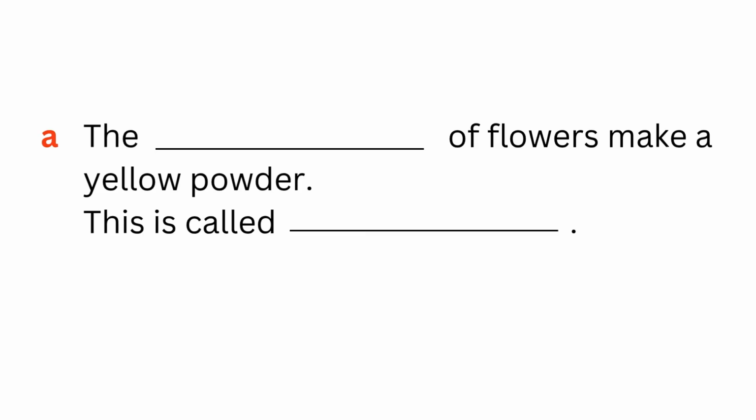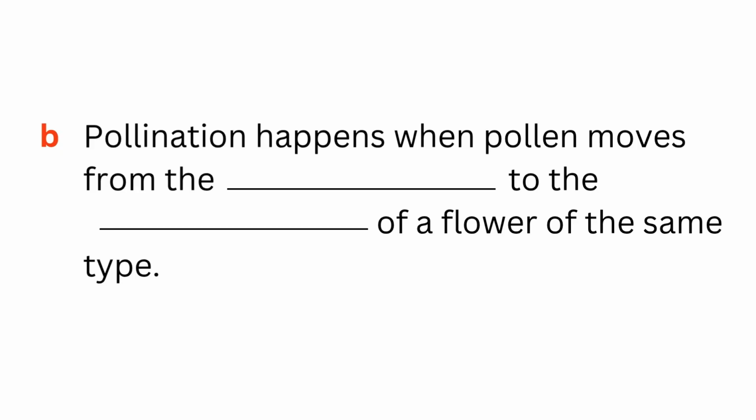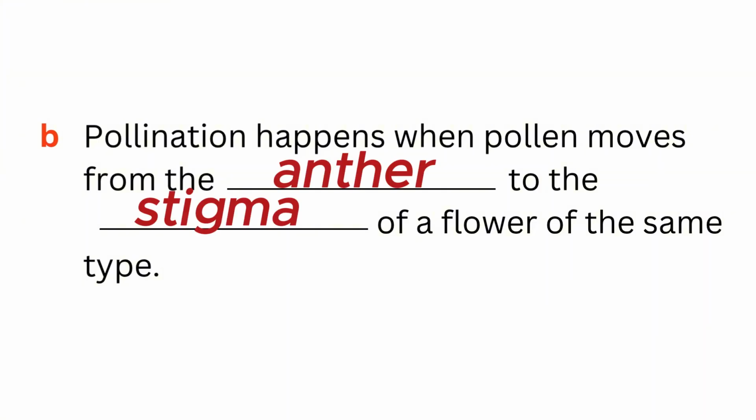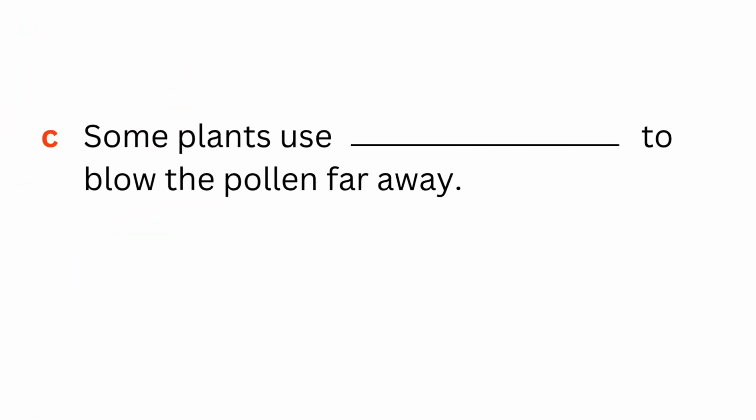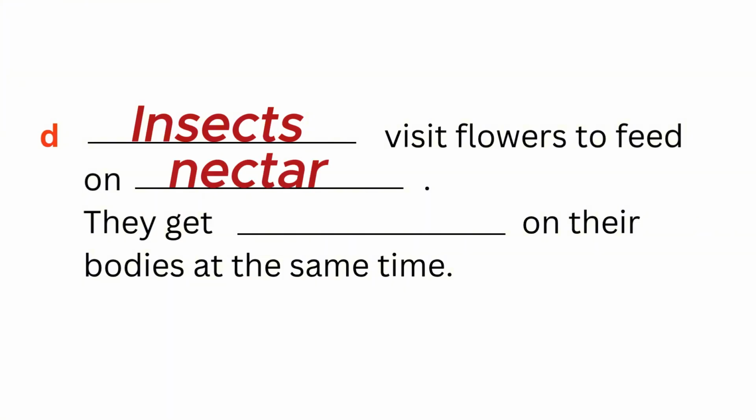A. The anthers of flowers make a yellow powder. This is called pollen. B. Pollination happens where pollen moves from the anther to the stigma of a flower of the same type. C. Some plants use wind to blow the pollen far away. D. Insects visit flowers to feed on nectar. They get pollen on their bodies at the same time.